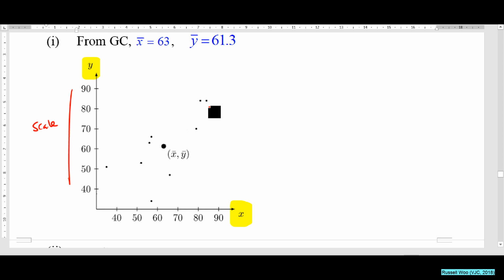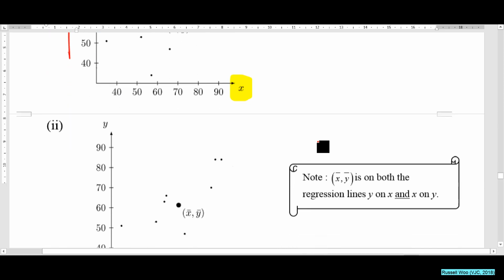relative to each other, as on your GC, and you must copy over. When this X, Y coordinate is higher, it must be higher. You know what I'm saying? So ignore the red dot. They must be all relative to each other, just like on your GC. So part 2 is done for you.